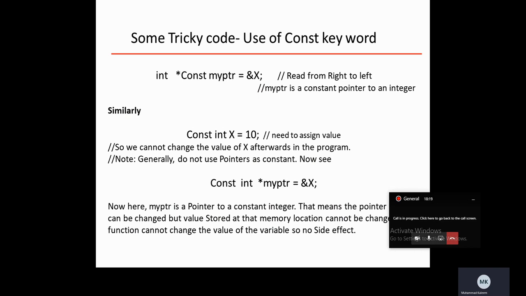So this is a better way of using a pointer because you want the pointer to be a variable pointer. वो कभी एक मेमोरी एड्रेस को पढ़ रहा होगा, कभी किसी दूसरी मेमोरी एड्रेस को पढ़ रहा होगा, और कभी उसकी वैल्यू को पढ़ रहा होगा जो वहाँ पे स्टोर हुई है. So that means the pointer can be changed, but the value stored at that memory location cannot be changed. Function cannot change the value of the variable, so there will be no side effect. So just in case anybody comes across this kind of code, he knows what is the better way out.